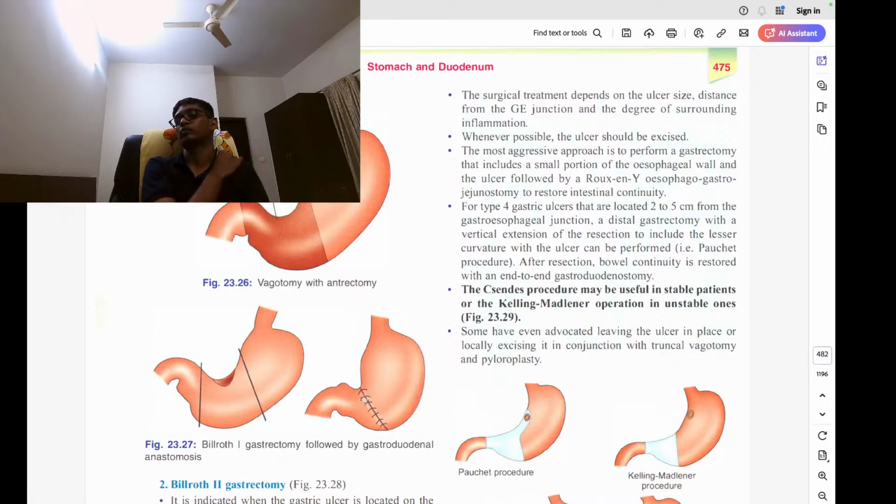intestinal continuity. For type 4 gastric ulcers that are located 2 to 5 centimeters from the gastroesophageal junction, distal gastrectomy with a vertical incision, where the resection is to include the lesser curvature with the ulcer, can be performed. That is the Pauchet procedure. After resection, bowel continuity is restored with an end-to-end gastroduodenostomy.